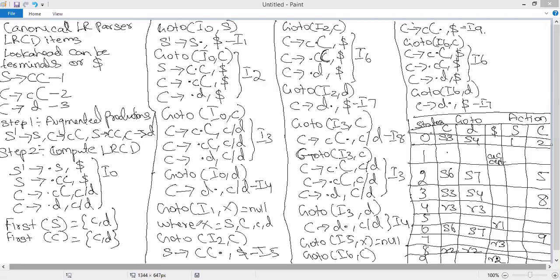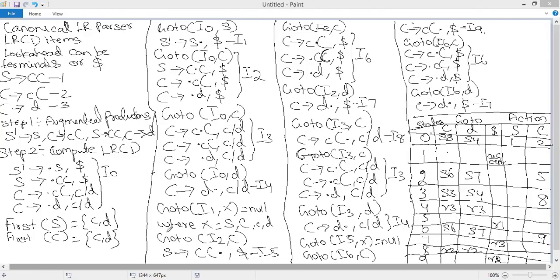Okay. Then next thing, go to of I1 comma X equals null, where X equals non-terminal S, non-terminal C, terminal C and terminal D. Why is I1 comma X equal to null? You see here the I1 state S dash tends to S dot. After this dot there is no symbol, so there is no symbol in the production rule. So we cannot expand further. So it is mentioned as null.